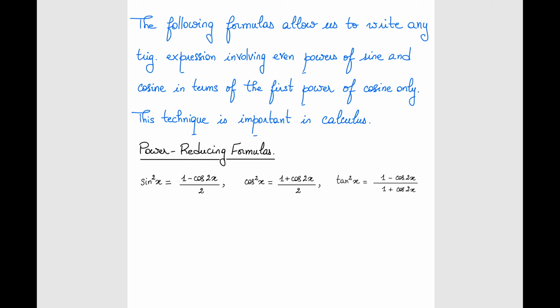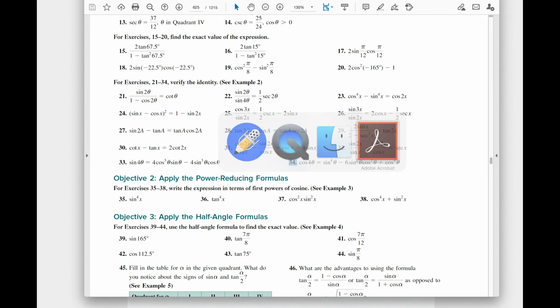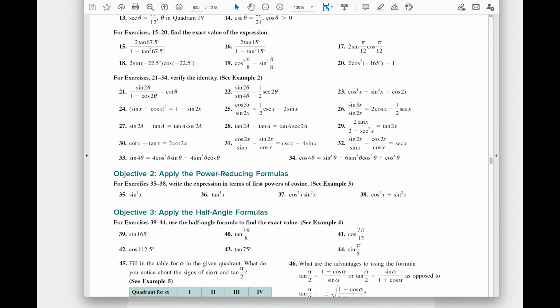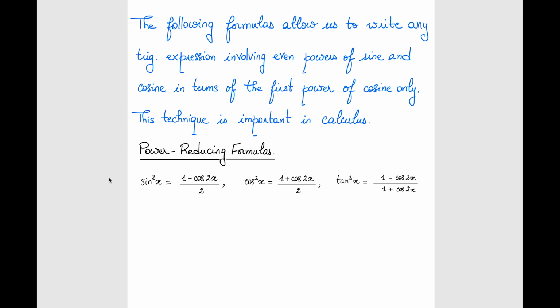Okay, let's go back to the book, and let's do one of these problems from 35 to 38. These are power reducing formulas. Power reducing because they reduce powers, right? The power decreases from 2 all the way to 1. The powers on the right hand side are all 1.